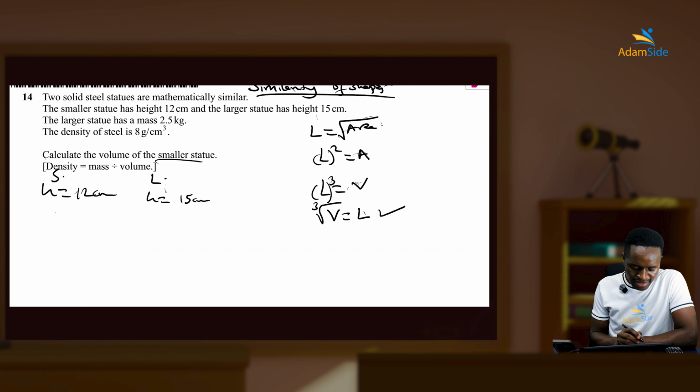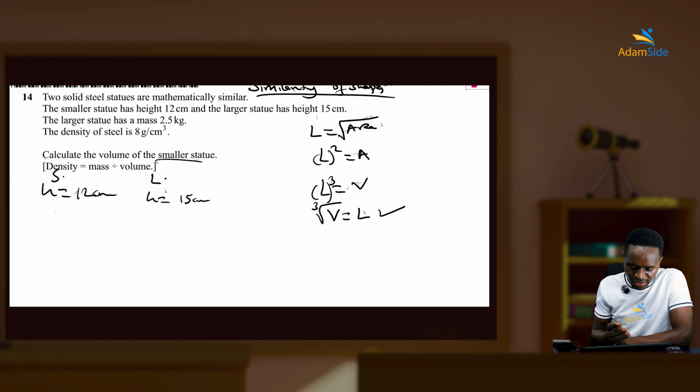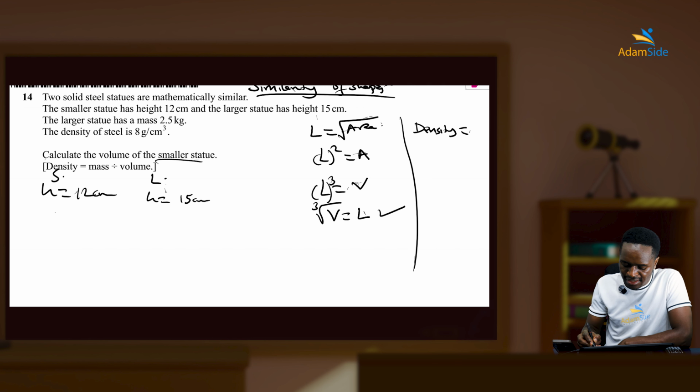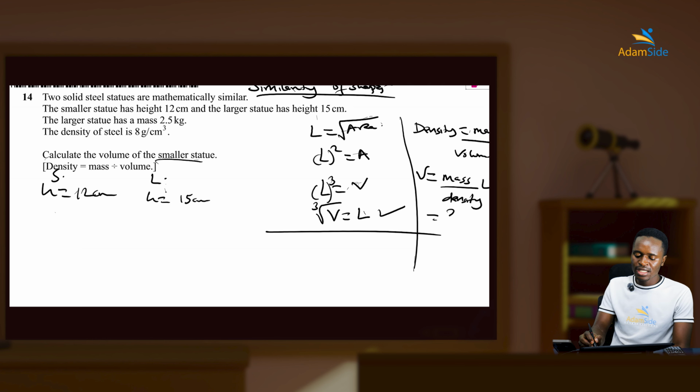We still don't know the volume, but the larger statue has a mass of 2.5 kg. So we can refer to the formula we have been given. Density is equal to mass divided by volume. So in other words, if we need volume, it is the same as mass divided by density. So mass is 2.5 kg divided by the density.